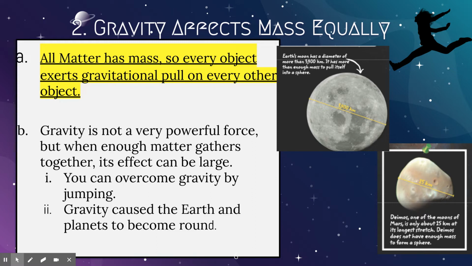And gravity caused the Earth and the planets to become round. When enough matter gathered together, it causes the planets to pull in towards itself and to become spherical shaped. So even though it's not a powerful force, when enough of it is together, it can be pretty powerful. All right.